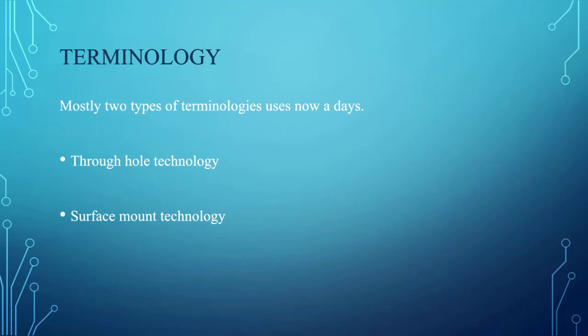Terminology. Mostly two types of terminologies are used nowadays: through-hole technology and surface mount technology. In through-hole technology we are drilling holes for placing the components, and in surface mount technology we are soldering the components on the surface of the PCB.